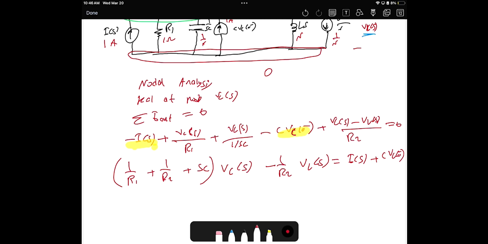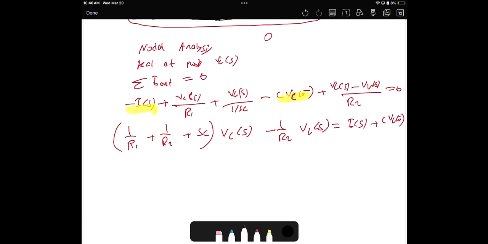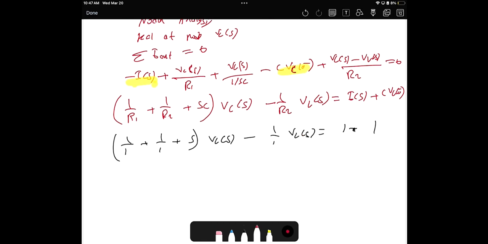After that, I'm ready to substitute the values. This is 1 over 1 plus 1 over 1 plus S, times VC of S, minus 1 over 1 VL of S, equals I of S, which is 1, plus C VC of 0, which equals 1. I substitute the values. Then this yields 2 plus S, VC of S minus VL of S equals 2. Now we have an equation of two unknowns. So I'm going to say this is equation number 1.